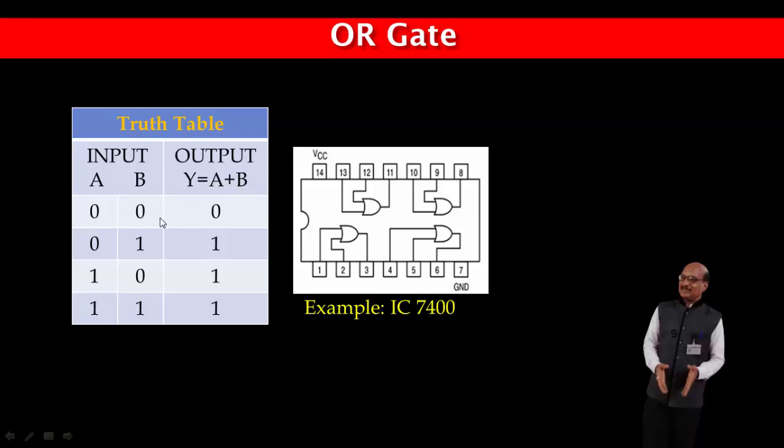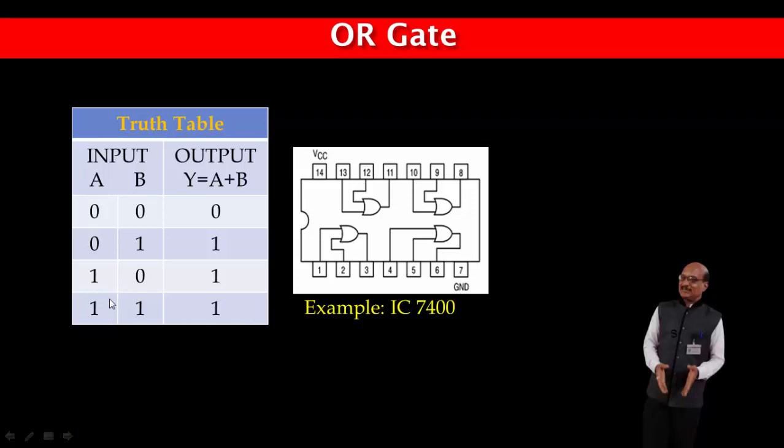So, 0 plus 0 is 0. These are the rules for the OR gate. 0 plus 1 is 1. 1 plus 0 is 1. But 1 plus 1 is not 2. This is because we are using a binary number system, and in the binary number system there is no symbol 2 that is allowed. So, 1 plus 1 is not 2, but it is again 1.